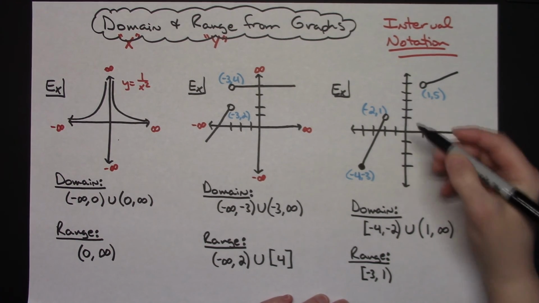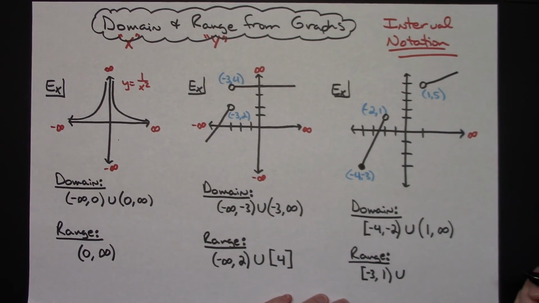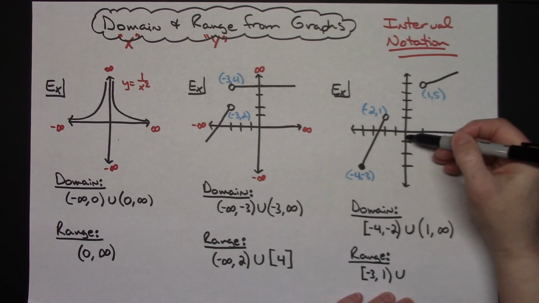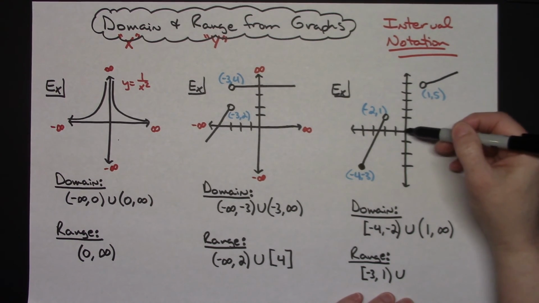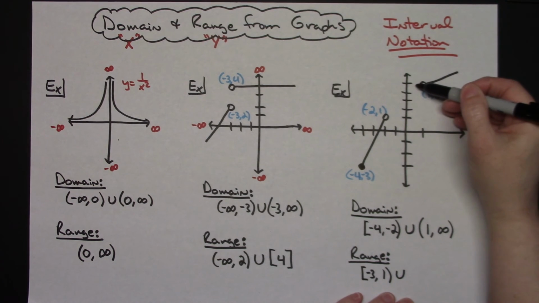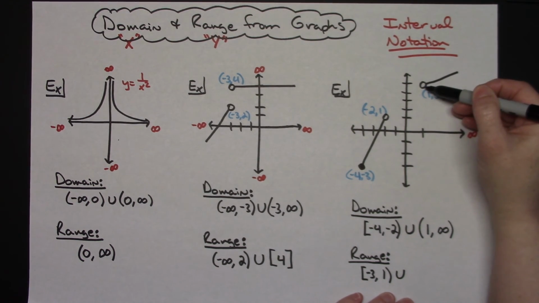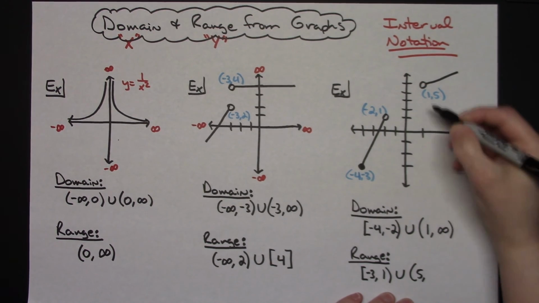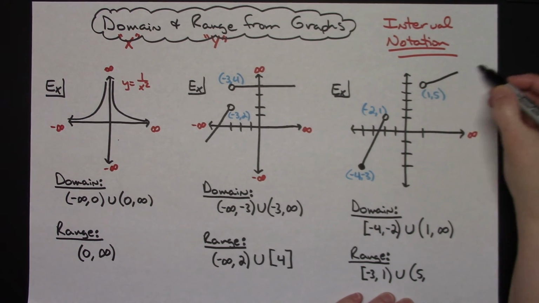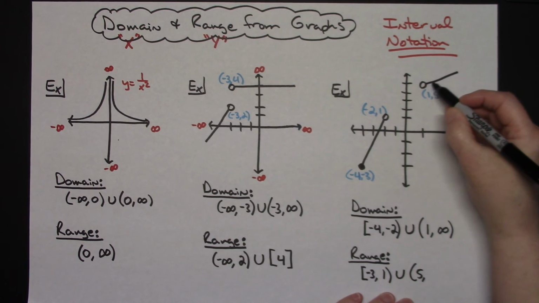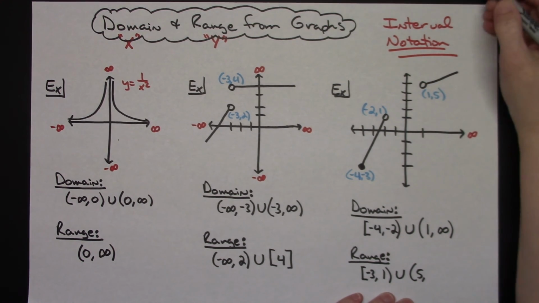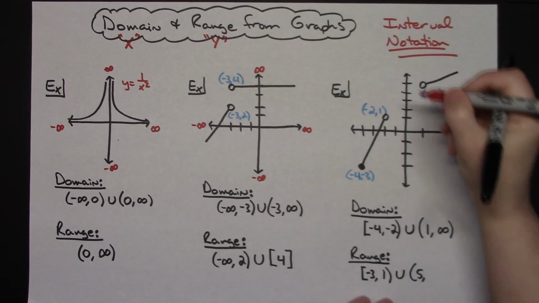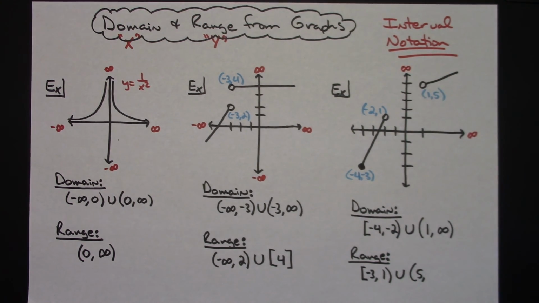Again, I have a jump, so I will do my union symbol. Now where along the y-axis does it pick back up? Well, it picks back up at 5. But again, open dot, so I do not include it. And then yes, it is going to the right, but it's at an angle, so not only is it going to the right, but it is also going up the graph to positive infinity up here. So then it will continue on to infinity with a curvy bracket.